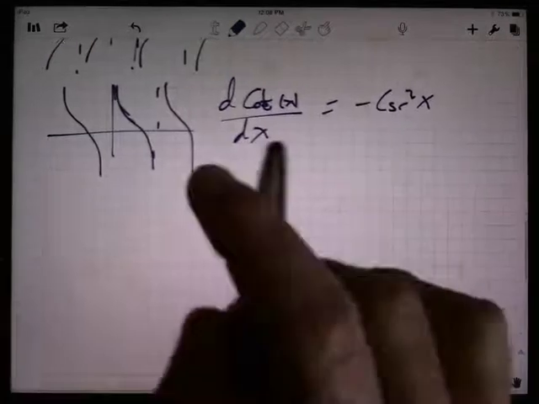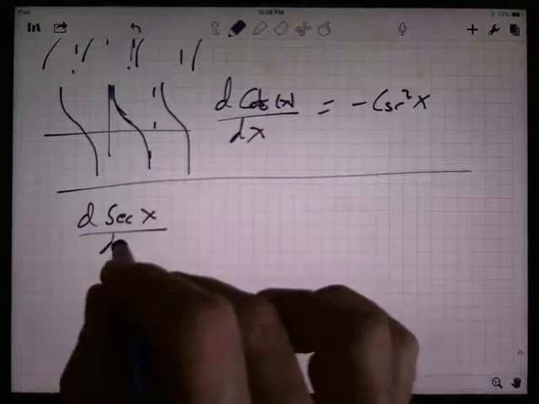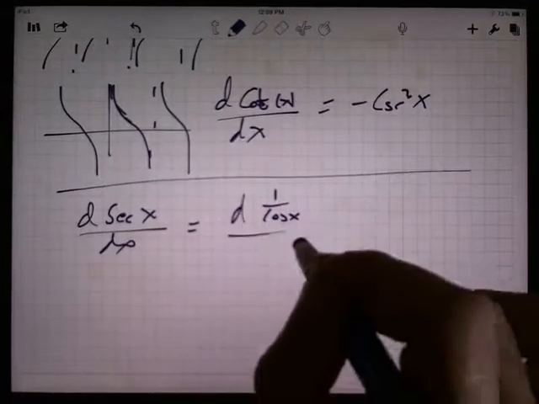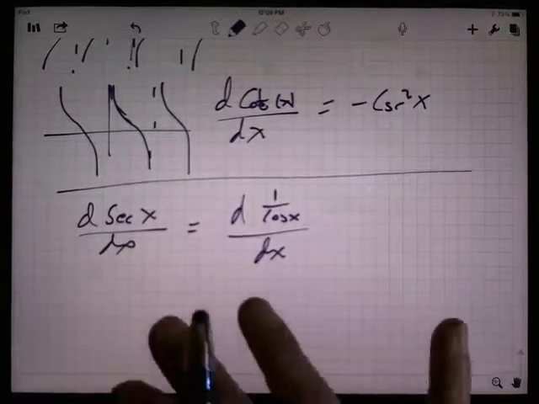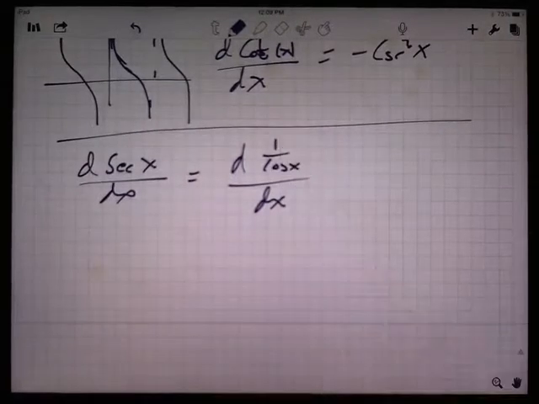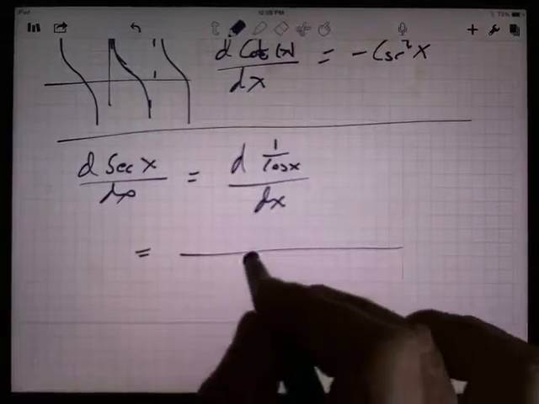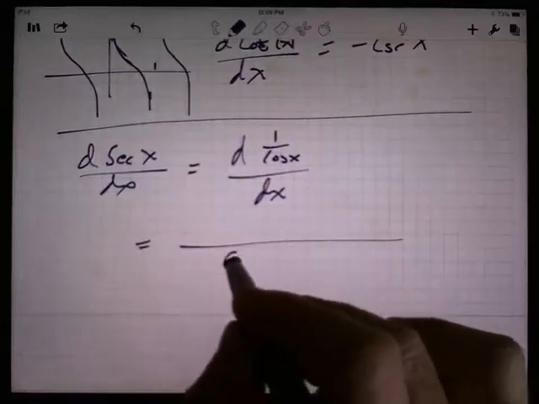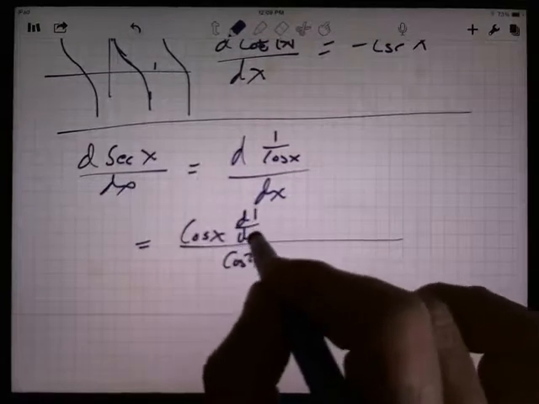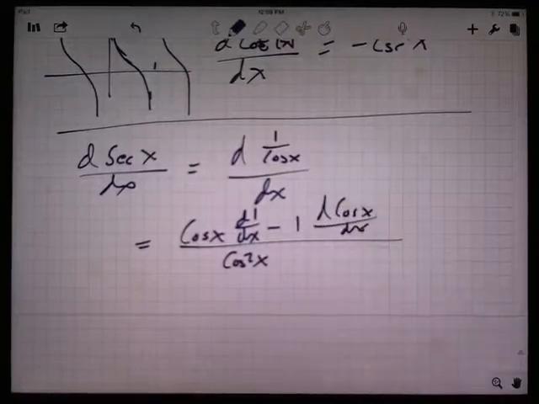Now we got two more to go. We did tangent and cotangent. Let's look at the derivative of the secant. I'm going to write that as 1 over the cosine and take the derivative of that. I'm doing that because I know how to take the derivative of the cosine, I know how to take the derivative of 1, and I know the quotient rule. So here we go, because it is a quotient of those two things. Here's the denominator squared, and I've got the denominator times the derivative of the numerator minus the numerator times the derivative of the denominator.